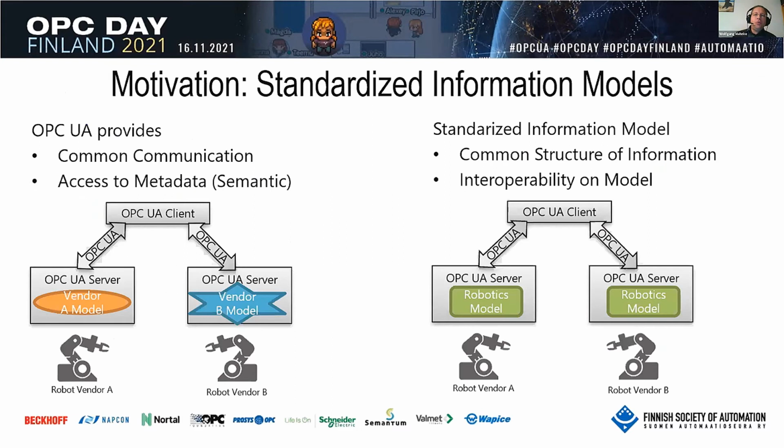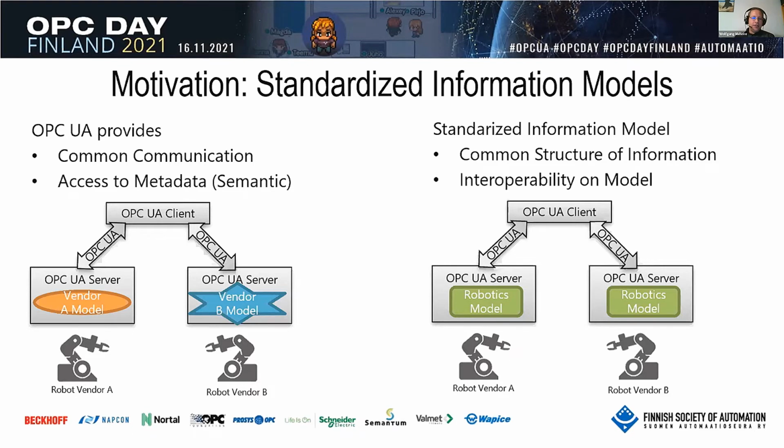So before we go into harmonizing information models, let's first talk a little bit about having standardized information models at all. So you hopefully are all aware that with OPC UA, you have a common communication infrastructure in place, so you can communicate. You have access to the metadata, the semantics can be provided with the server, and an OPC UA client, as you can see here on the left hand, can access various OPC UA servers and get all the information out of there.